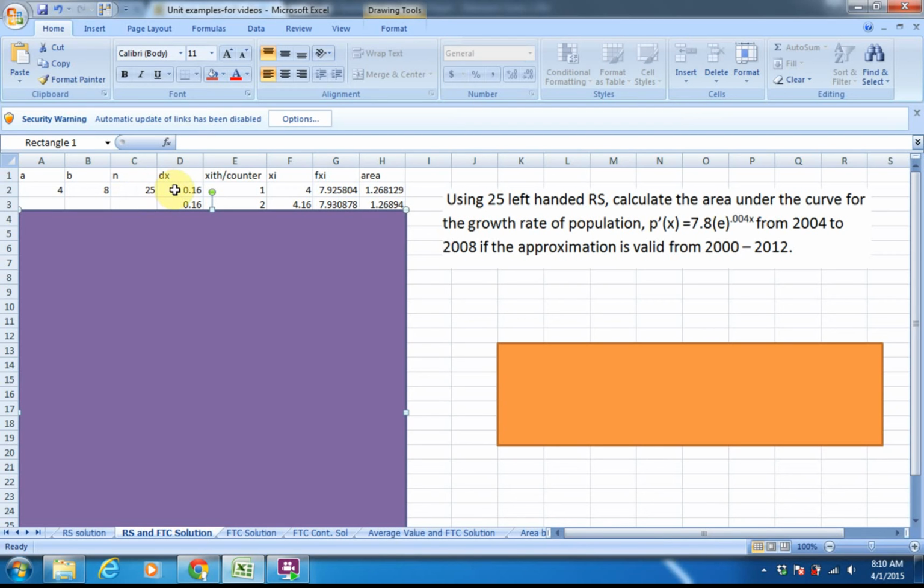So to calculate dx, remember how we do that? It's simply B minus A divided by N. So our width, or our dx, is 0.16. Remember that x sub i, however you want to look at that, is our counter. That should run from 1 to 25.